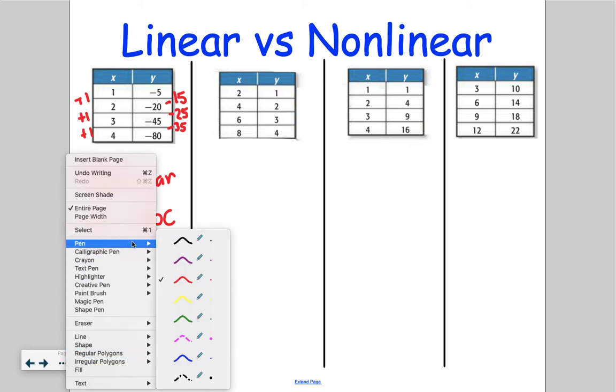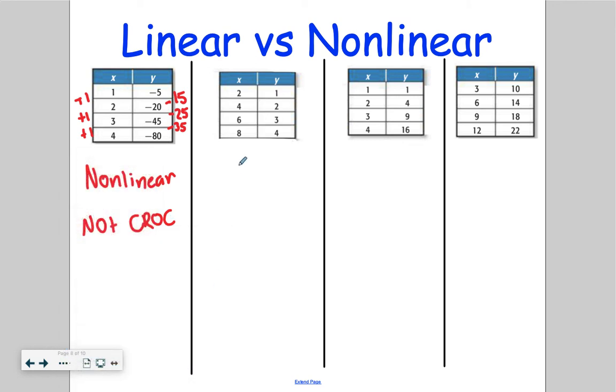Now we're going to look at this next one. Again, 2 to 4, that's going to be up 2, 4 to 6, up 2, 6 to 8, up 2. So we're good with our x values. That's a constant rate right now. Then we're going to come over to our y's. 1 to 2 is 1, 2 to 3 is 1, 3 to 4 is 1. So my x's are constant and my y's are constant, which means this is a linear function because it has a constant rate of change.